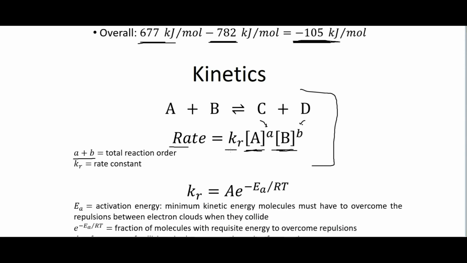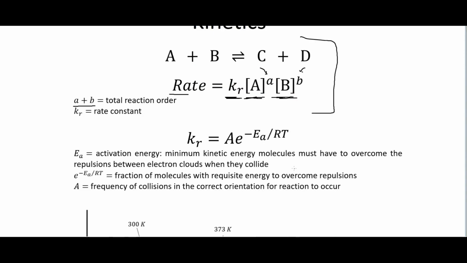Then we're going to zoom in a little bit on this rate constant. The rate constant is given by the Arrhenius equation. We have A times e to the negative E sub A over RT, where E sub A is our activation energy. That is the minimum kinetic energy molecules must have to overcome the repulsions between electron clouds when they collide.